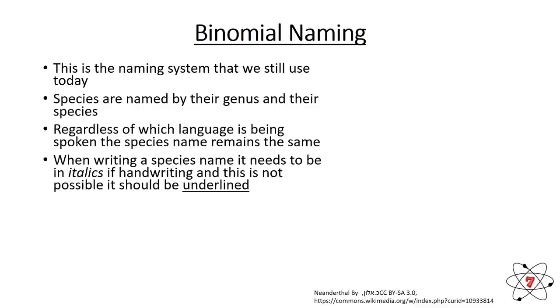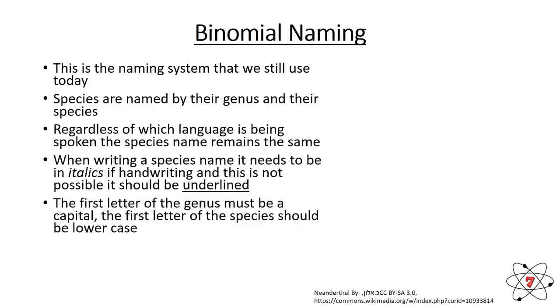Now, when we write a species name, it needs to be written in italics. Now, this is pretty easy if we're using a computer. If we're handwriting, it's not always so easy. So if you're writing a species name, you should underline it. Now, the first letter of the genus must always be a capital letter, but the first letter of the species should be lowercase. So remember, genus, species. First letter of the genus, capital. First letter of the species, lowercase.